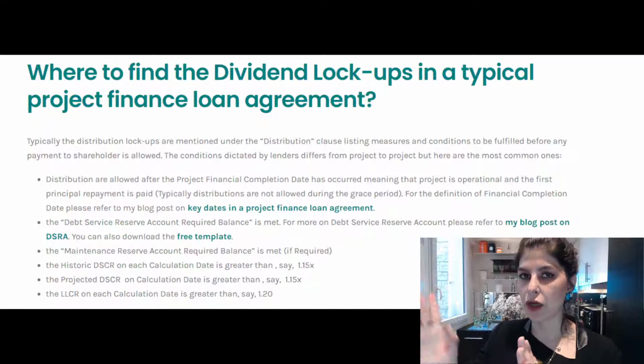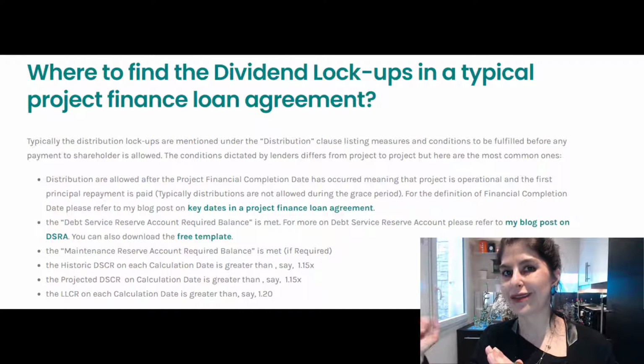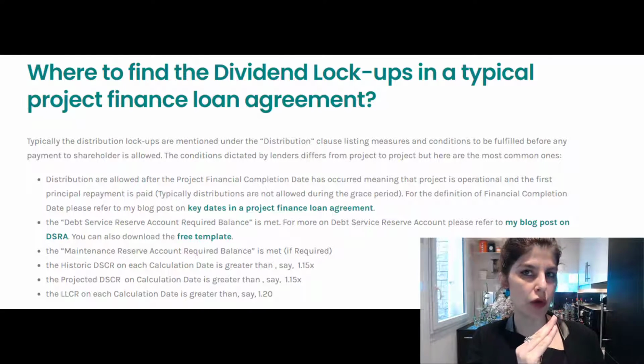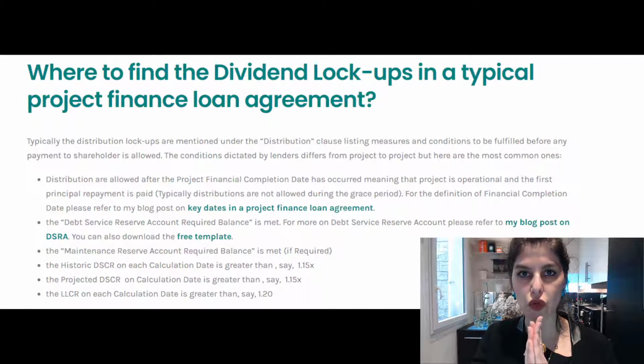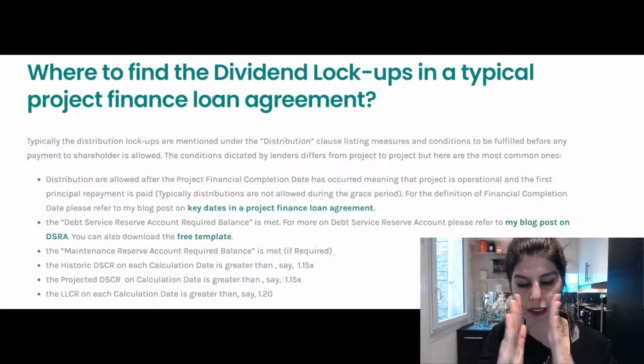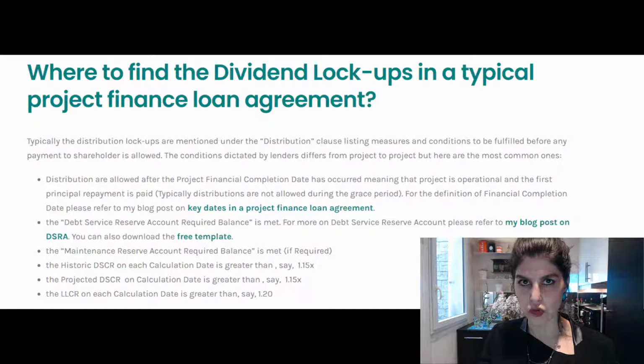I did the calculation for my projected debt service cover ratio, and I've already met that as well. And the historic one, I met that as well. So at this date, I am allowed to distribute dividends because I met all the criteria when it comes to the ratios.